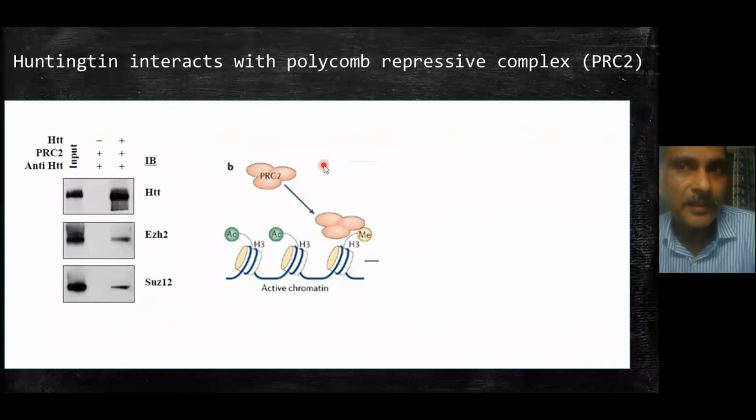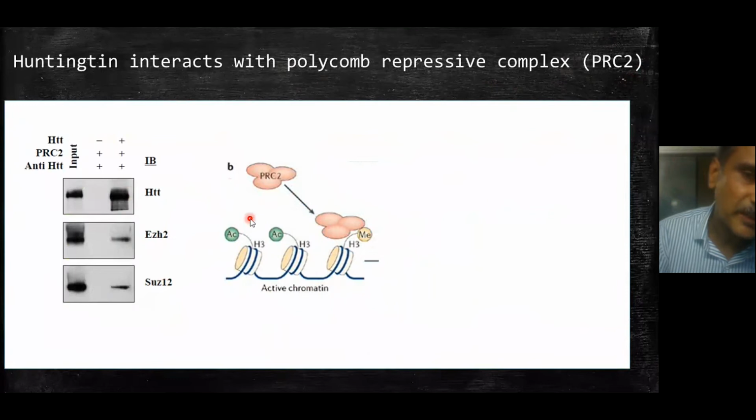So one of the assays which we do for checking the activity of Huntington is a PRC2 assay. Huntington protein is known to interact with this polycomb repressive complex PRC2, which has enzymatic activity which modifies histone H3 by trimethylation at histone H3 lysine 27. Okay, and this particular complex is comprised of 4 proteins: EZH2, SUZ12, RBAP48, and EED. So it's a multi-protein complex, and it interacts with Huntington.